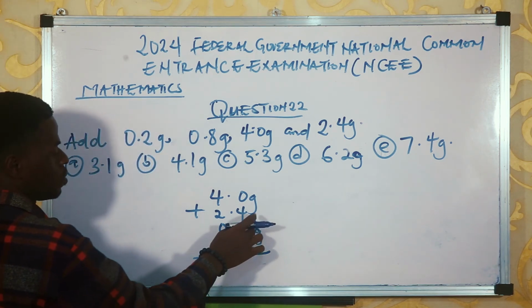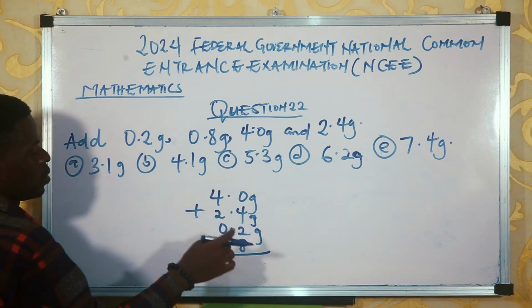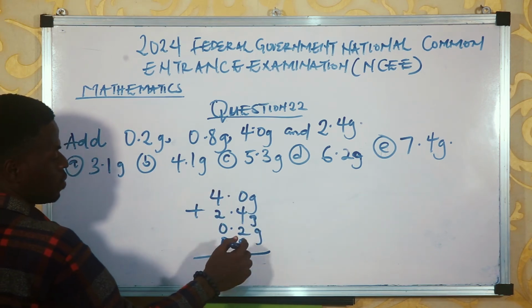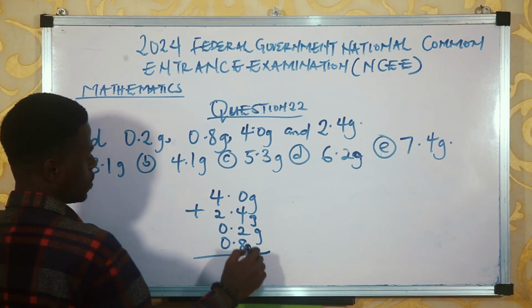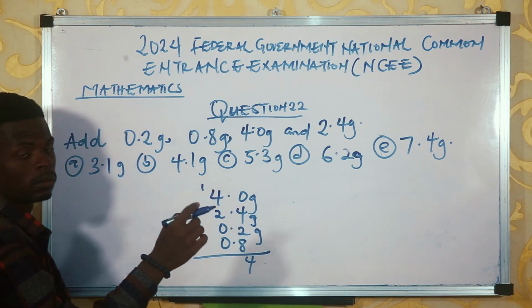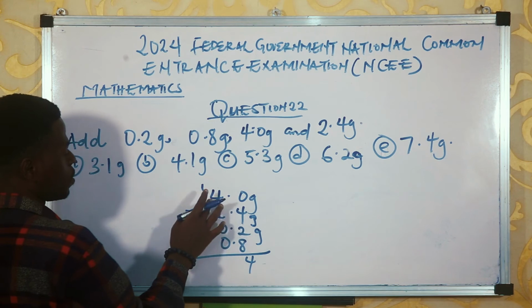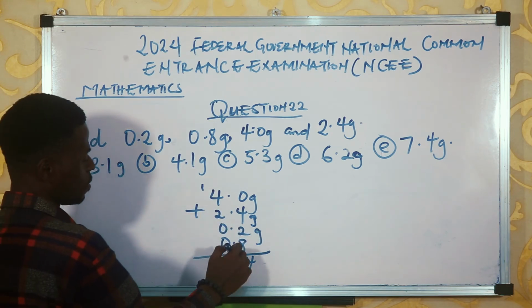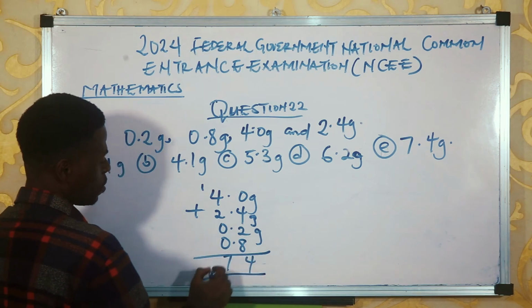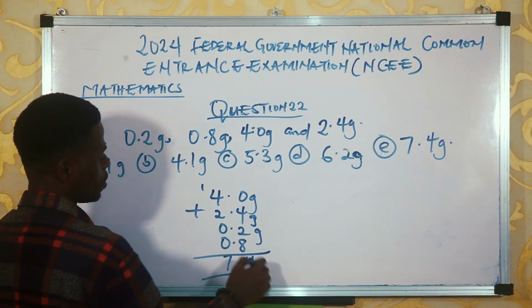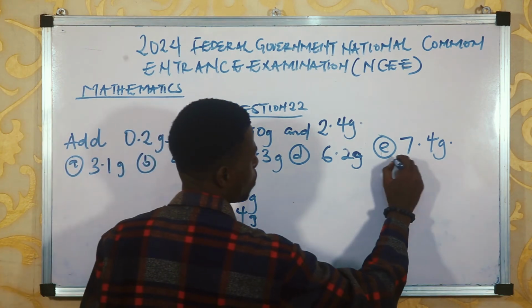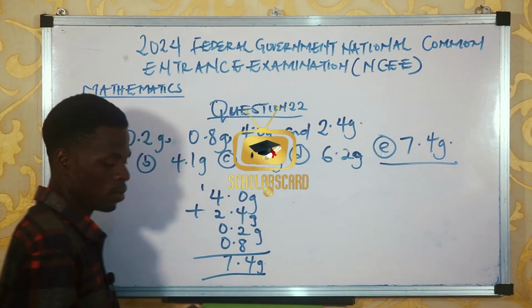Take note of that. 8 plus 2 plus 4, or 4 plus 2 plus 8. Now 4 plus 2 is 6, plus 8 is 14. Take your 1 here. So 1 plus 4 gives us 5. Take note of that. Plus 2 gives us 7. So our answer is 7.4 gram. So the option is option E, 7.4 gram.